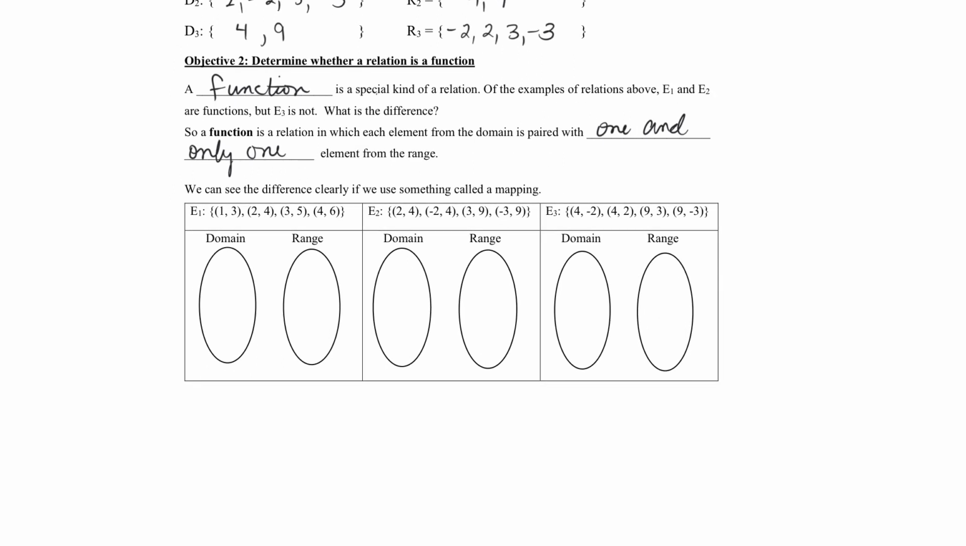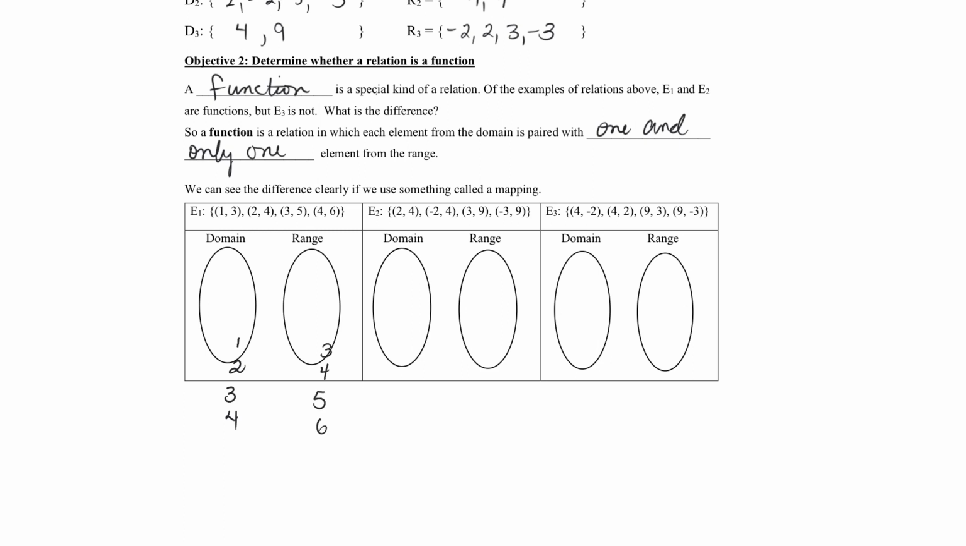So I have the 3 examples down here, and I have these circles that are going to represent the set of the domain and the set of the range for each. And we're going to see where each of the x values maps from the domain to the range for each of these relations. So for example 1, the domain, remember, was 1, 2, 3, and 4, and the range was 3, 4, 5, and 6.